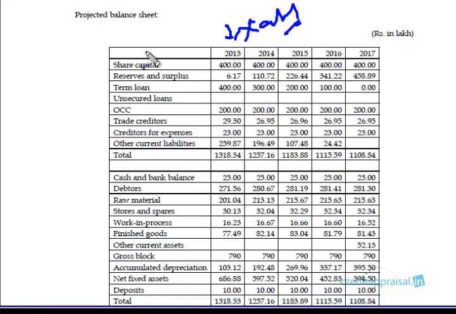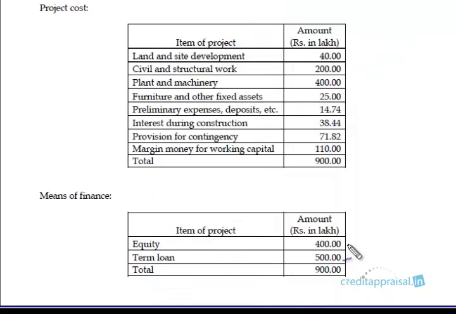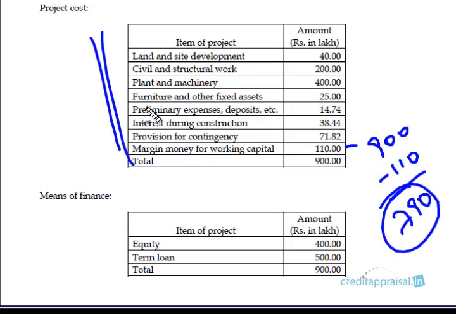Okay, this is the projected balance sheet at the time of sanction of term loan. Then the working capital, then the fixed asset. The gross block was estimated at 790 lakhs. From where did this 790 come? It has come from here. Except for the marginal working capital, the rest of all is the gross block.